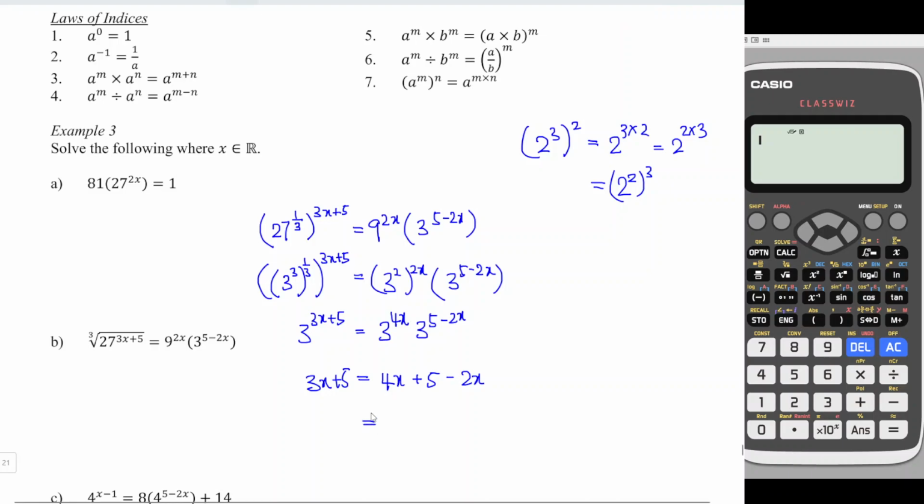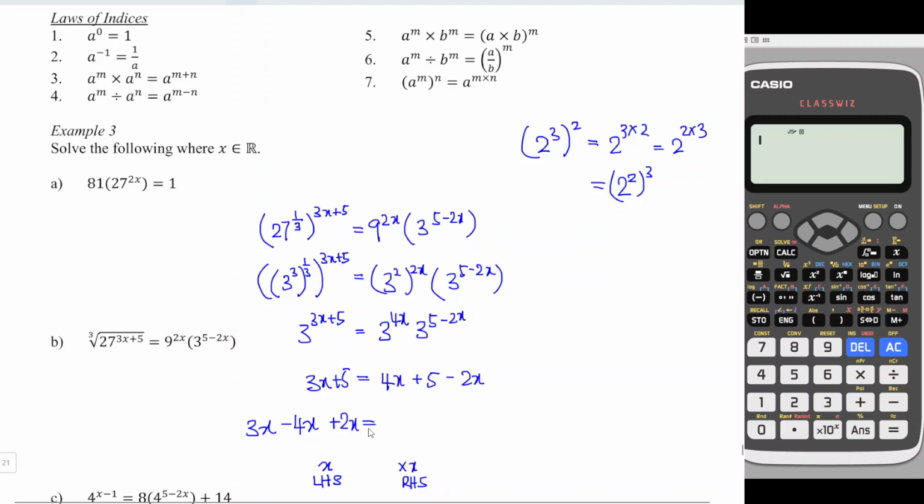From here, we bring all the terms with unknown x to one side and those without unknown to the other side. Which means that we will have the x term on the left hand side and without x term on the right hand side. So bring this to the left side. Positive brought over becomes negative, negative moved over becomes positive.